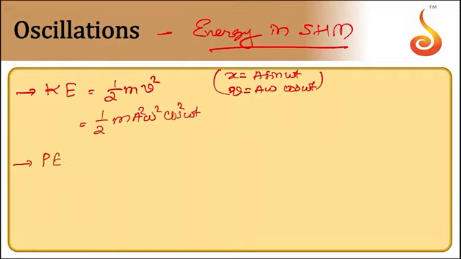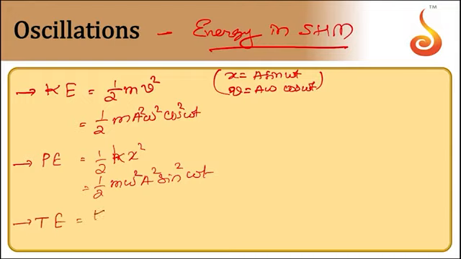Likewise, the potential energy of the particle is given by half kx². k is mω². We have already come across this equation. And here is x, I substitute for that and I get half mω²a² sin²ωt. And therefore the total energy is kinetic energy plus potential energy, and that becomes half mω²a² cos² plus half mω²a² sin², which actually becomes half mω²a², a term which is independent of time.